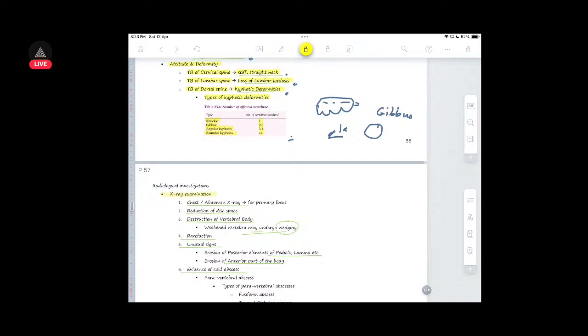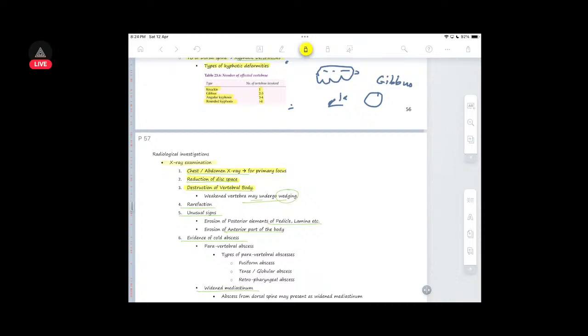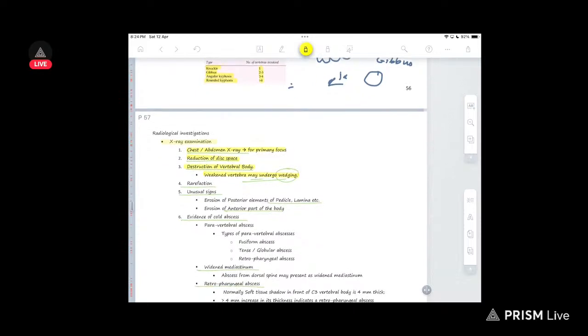For radiological examination, you can have a chest and anterior abdomen X-ray for the primary focus. Reduction of disc space and destruction of the vertebral body can be noticed in the chest X-ray. You have to check the primary focus, the reduction of disc space, and the destruction of the vertebral body. A weakened vertebra may undergo wedging, as you have been told before. Rarefaction can be seen.